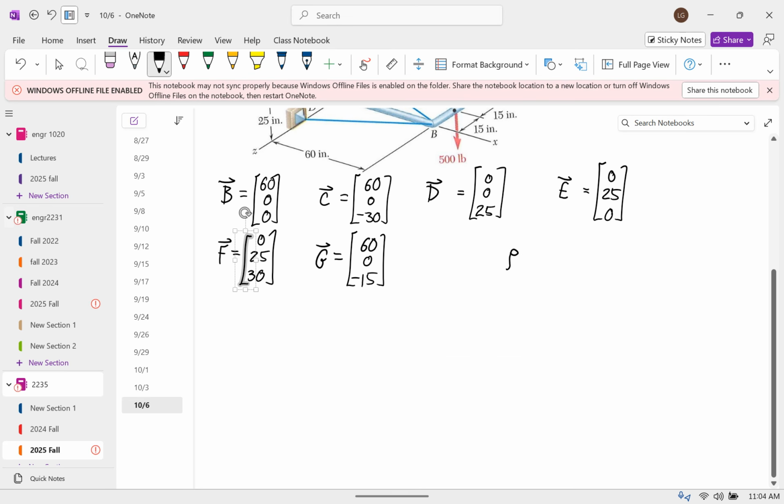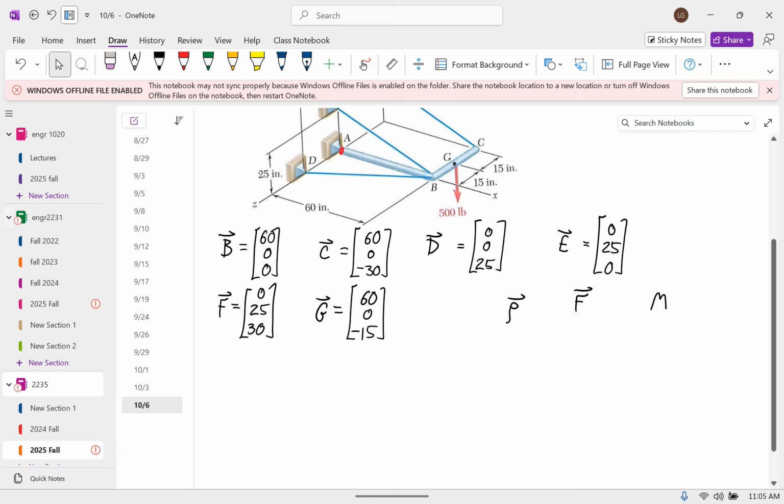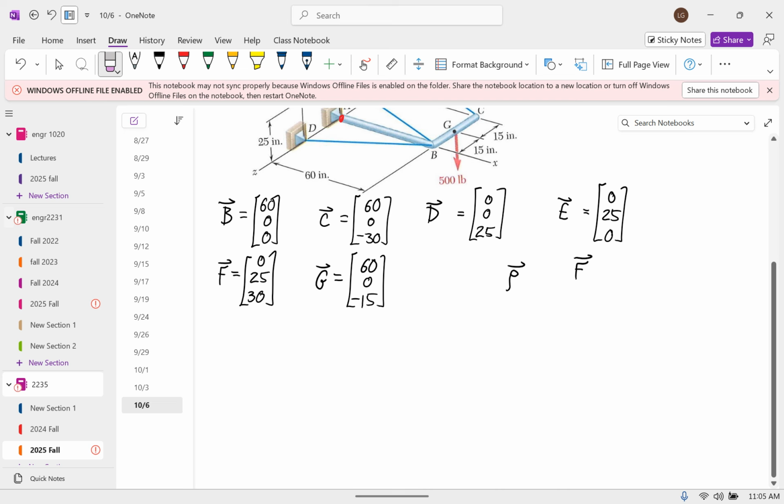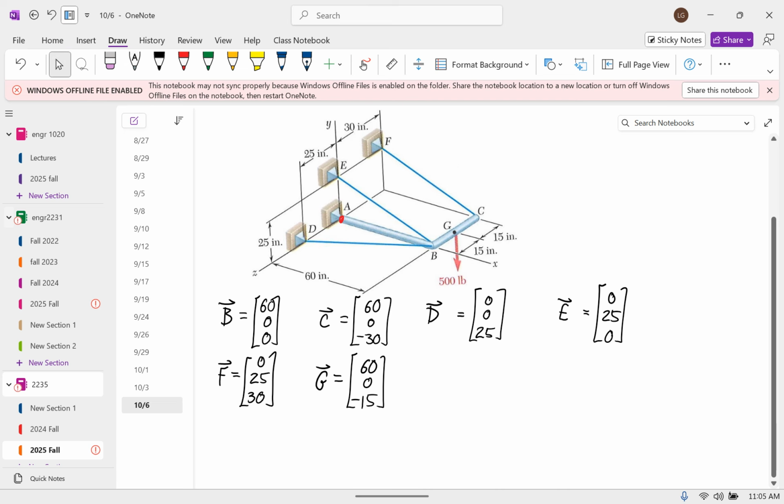So let's start filling out a table. Should F be minus 30? Isn't it F, going backwards? Yeah, you're right. Thank you.